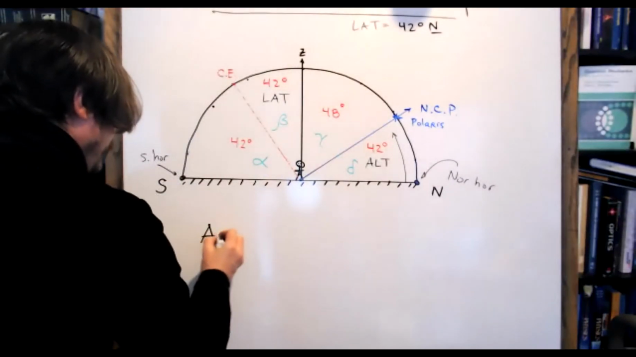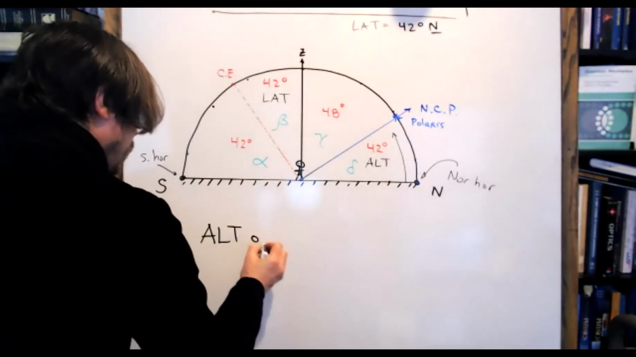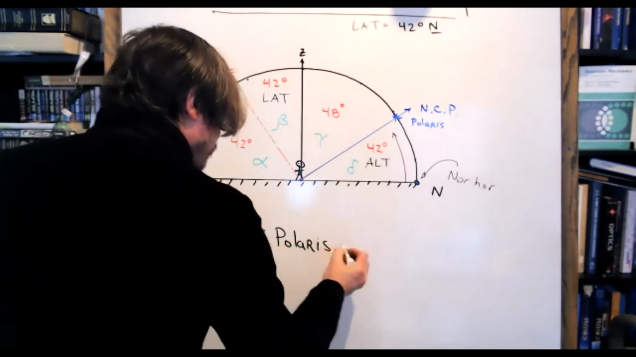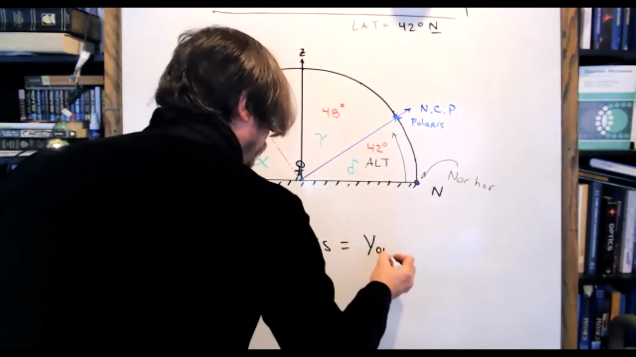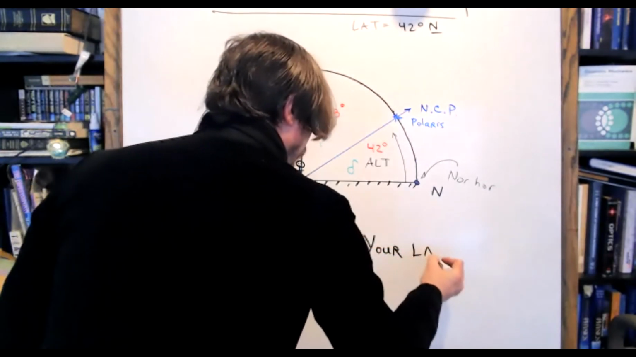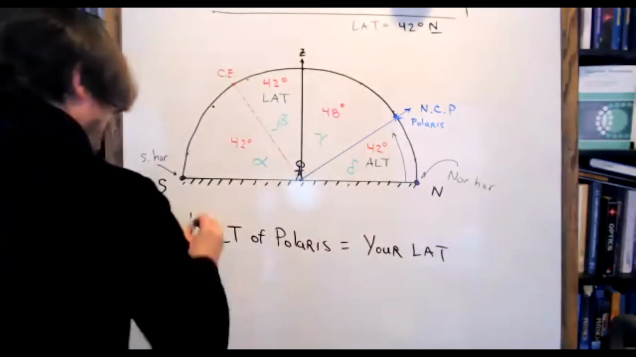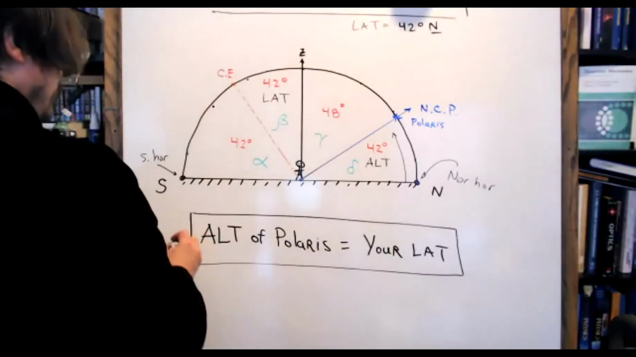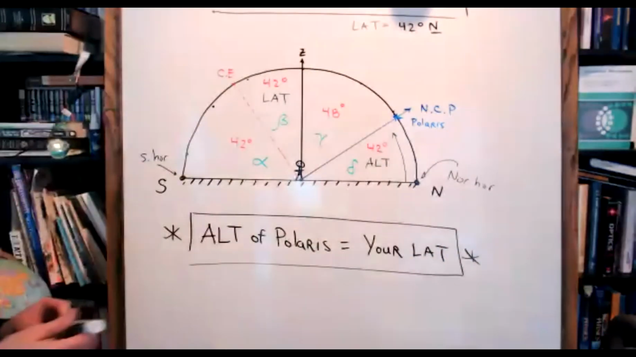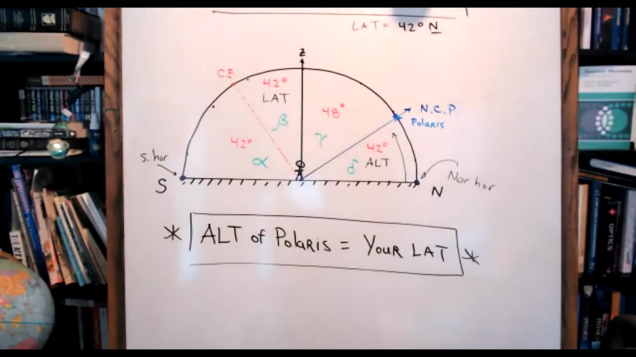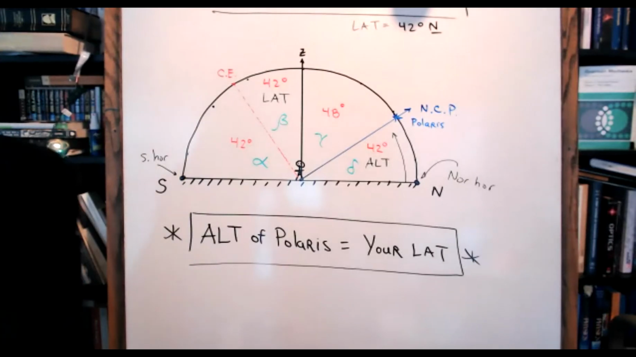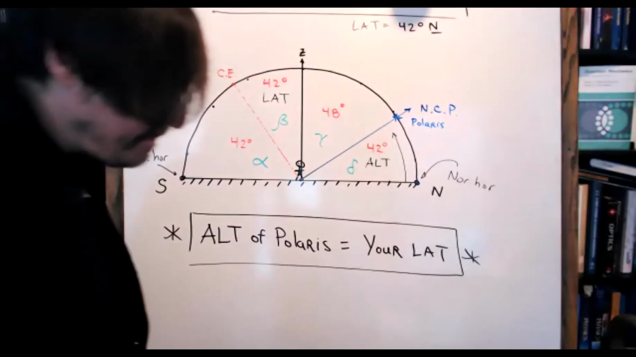The altitude of Polaris is equal to your latitude. And that's a fundamental result. Put stars next to it and put it in a box, because that's useful for solving many problems. The altitude of Polaris is equal to your latitude.